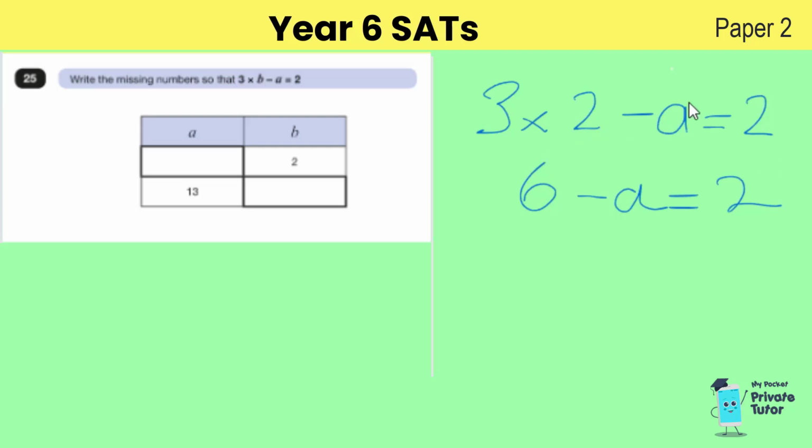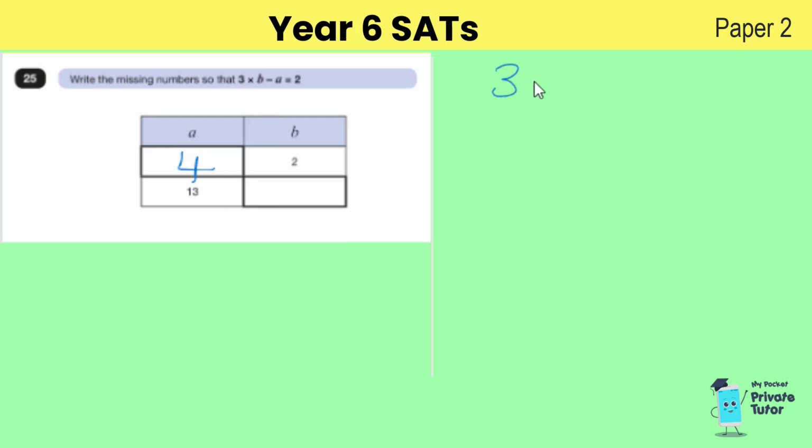So if we know that 6 take away something is 2, we know that the difference between 6 and a is 2. So we can invert this. We can do 6 take away 2 equals a. So 6 take away 2 equals 4. So that shows us what a is. So this is 4, and we can quickly check that. 3 times b, 3 2s is 6, take away a, 6 take away 4 equals 2. That is correct. Let's have a go at the other one now.